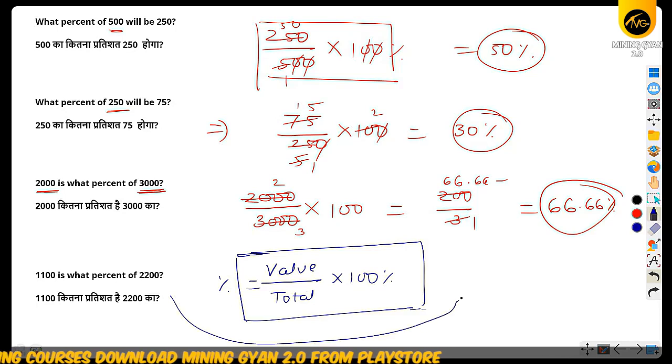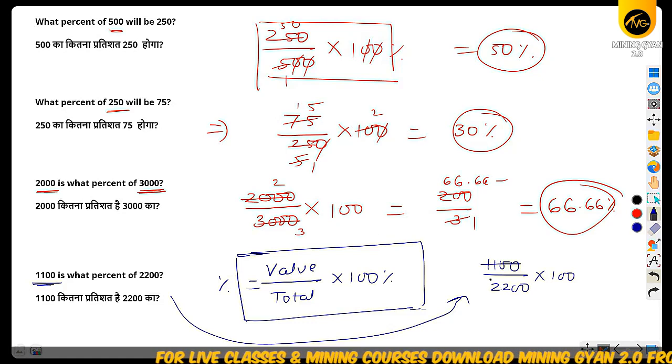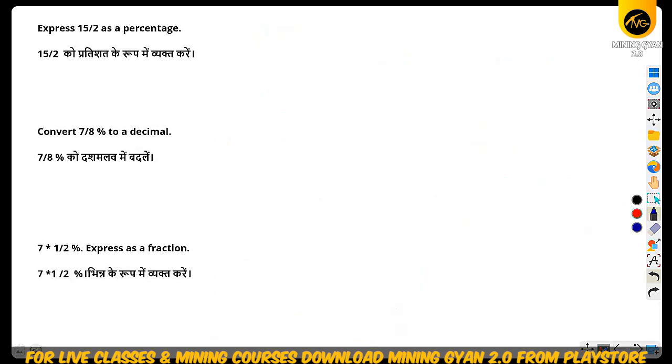Now similarly, you can calculate 1100 is what percentage of 2200. 1100 is what percentage of 2200. 50%, na? Correct. So this is basically the formula to find out the percentage of any number. Now this was the basics of the percentage. Now let's move on to the real questions.